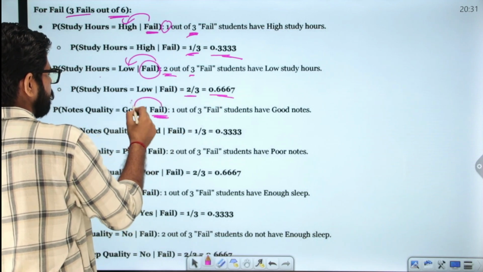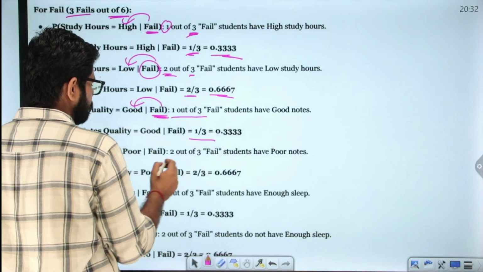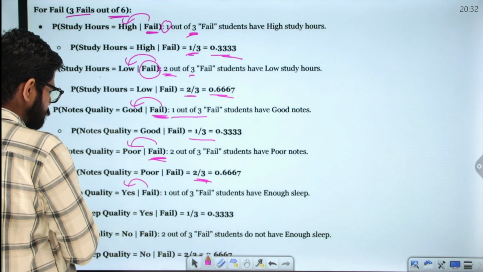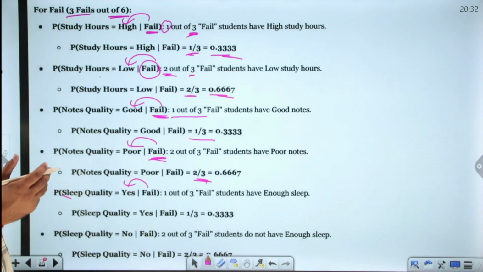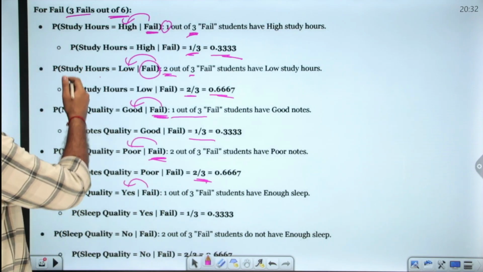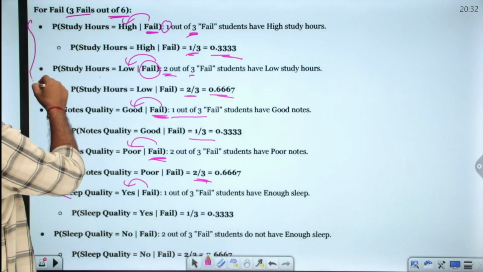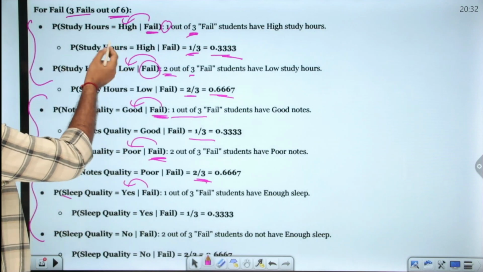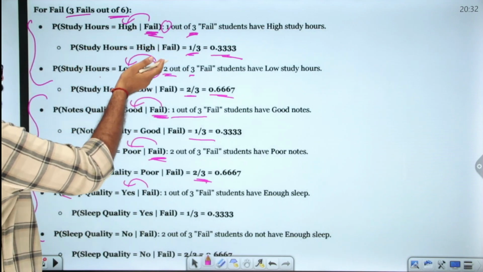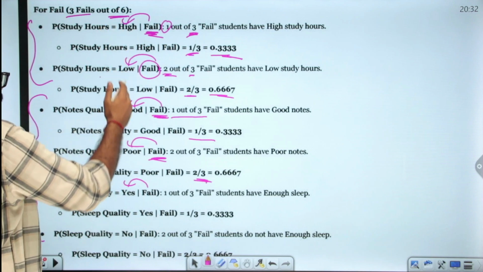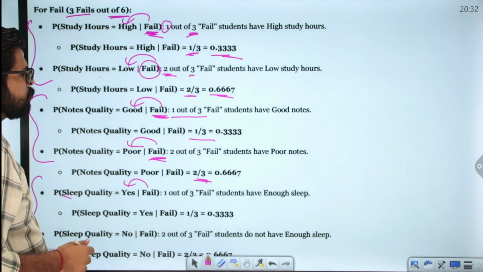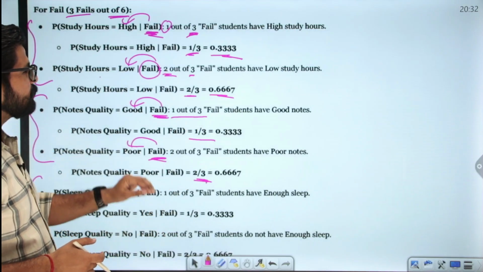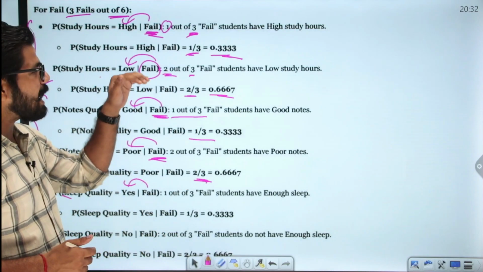Then again fails with the good notes, that is 1 by 3. Then similarly fails with poor notes, so again 2 by 3. Fails with the good sleep quality. Here you can easily understand that we are finding for each and every feature. So study hours will be there, notes quality will be there, sleep hours will be there. For the study hours we are finding for the fail. Similarly we have found out for the pass. So here multiple probabilities you need to calculate. Always keep in mind, you need to do multiple questions on that, so that at the time of examination you can easily understand and you do not skip any probability.